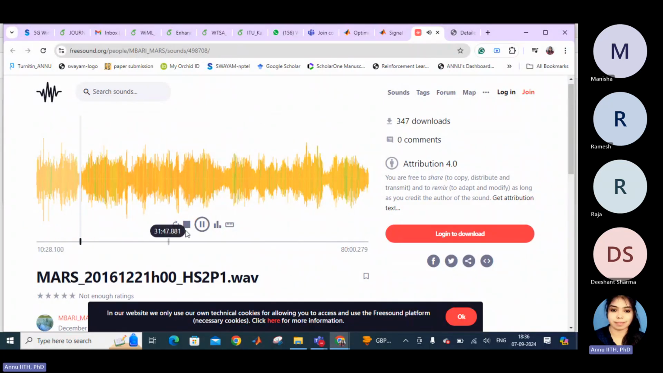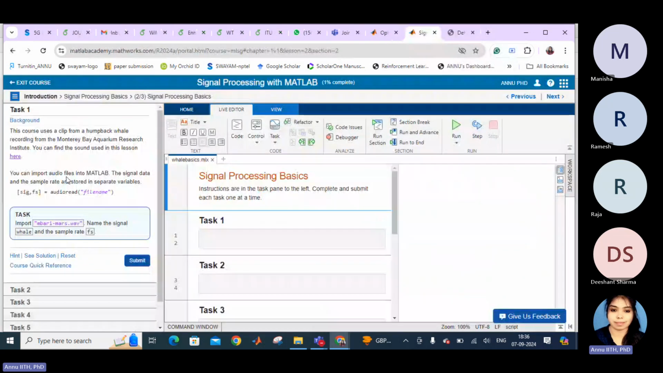So this is nothing but a simple sound, okay? I don't know whether it is sharing or not, but for your understanding only, I just shared that it's just a simple sound, okay? Now you can import the audio files into MATLAB using audioread. The signal data and the sample rate are stored in separate variables, okay? So if an audio file comes in, the signal and the sample rate will be stored in different variables. So let's have whale equals audioread.